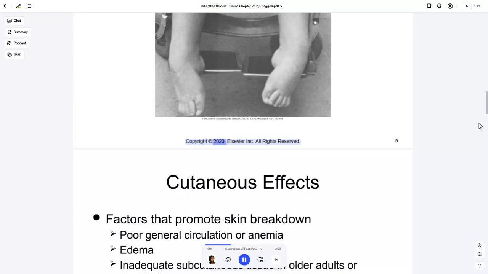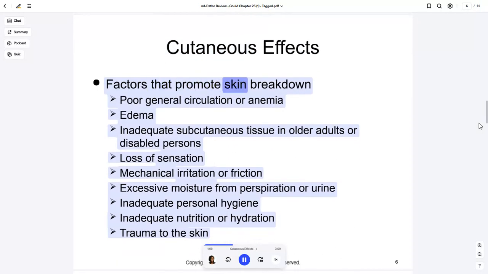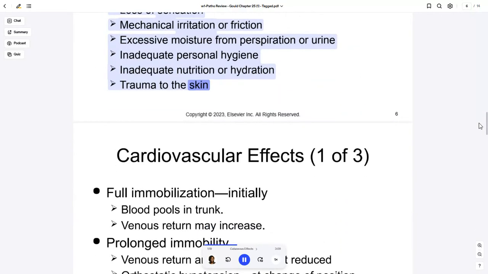Copyright 2023, Elsevier Inc. All rights reserved. 5. Cutaneous effects. Factors that promote skin breakdown: poor general circulation, anemia, edema, inadequate subcutaneous tissue in older adults or disabled persons, loss of sensation, mechanical irritation or friction, excessive moisture from perspiration or urine, inadequate personal hygiene, inadequate nutrition or hydration, and trauma to the skin.